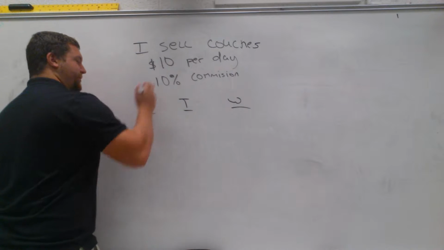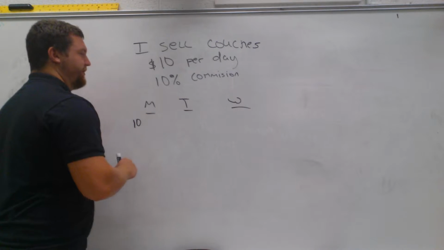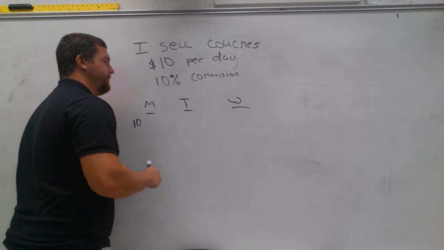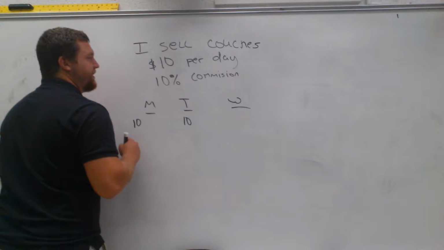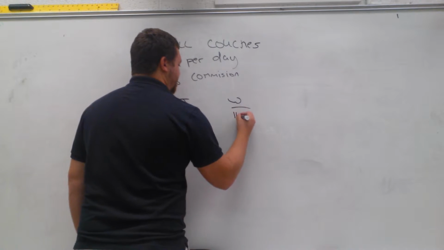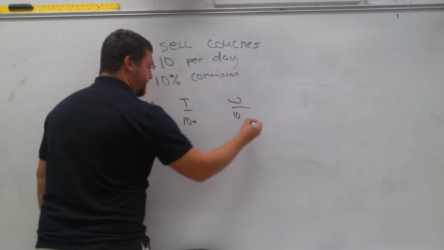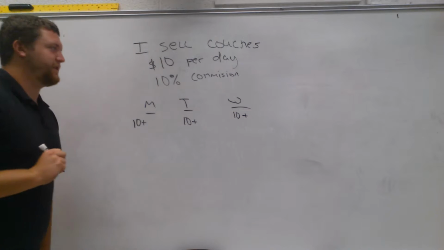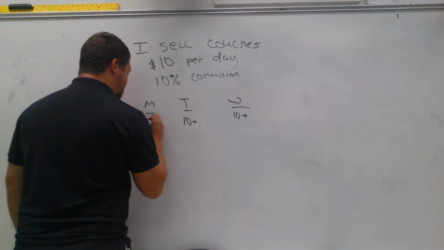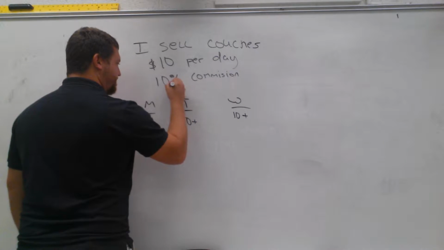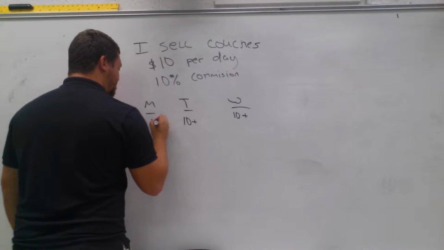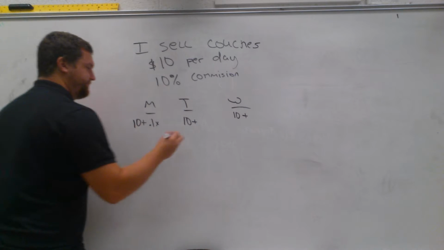Because I came into work, I make $10. On Tuesday, I come into work, and I make what? $10. On Wednesday, I come into work, I make $10. Now, on top of the $10, I make commission. I make 10%, so let's write that as a decimal. Move my decimal over two places: 0.1 times whatever I sell.